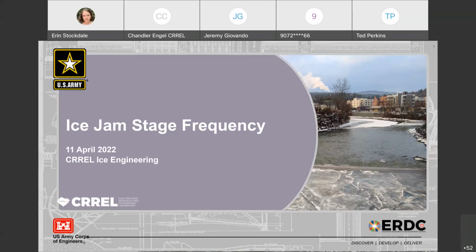So I'm just giving you a heads up now that this is not going to cover every aspect of how to do stage frequency, or I guess statistical probability theory, in any sort of depth.